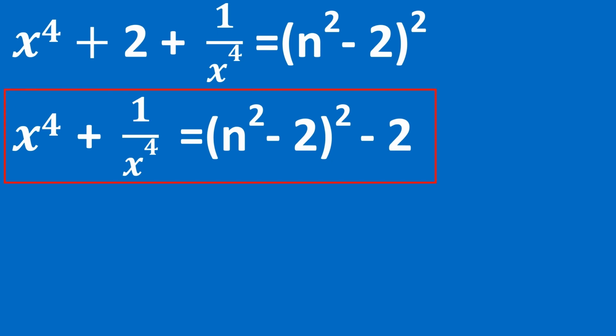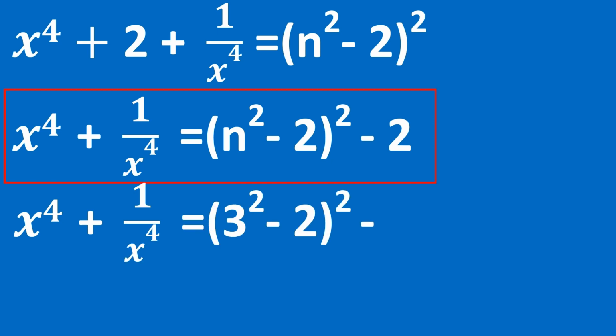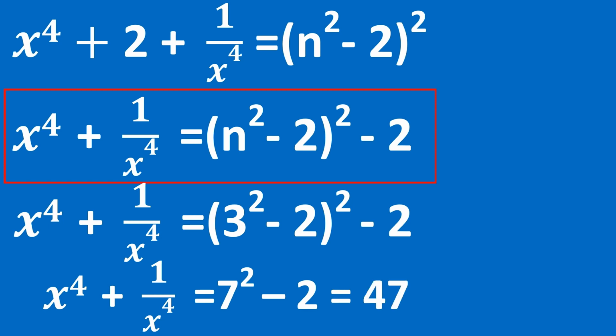So this is the algebraic expression for x raised to the power 4 plus 1 over x raised to the power 4, and it is simply equal to (n squared minus 2) all squared minus 2. Now remember, we had our n in this particular case. n is equal to 3. Therefore, we'll substitute the value of n equals 3 appropriately and simplify it. And we will get 7 squared minus 2, and that's 49 minus 2, which is equal to 47.